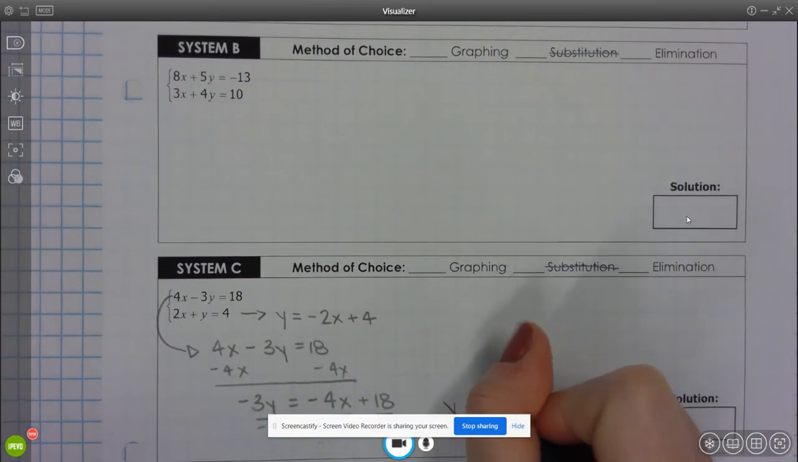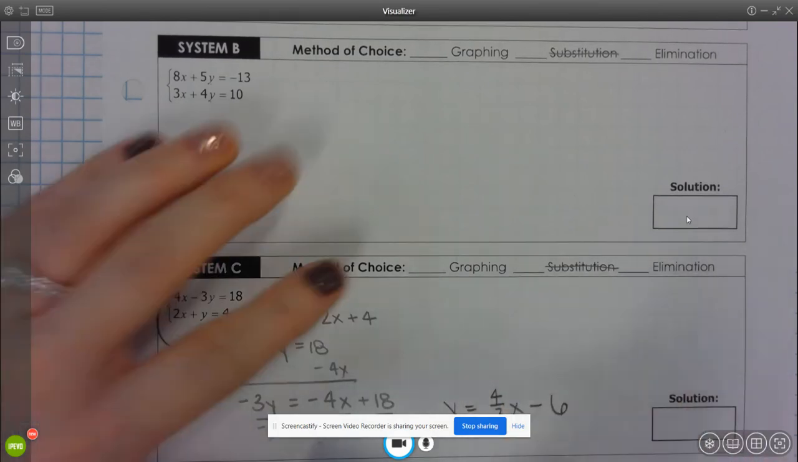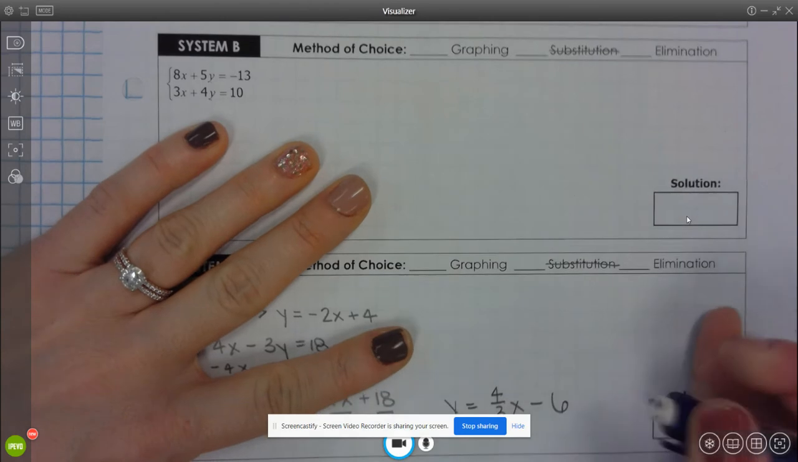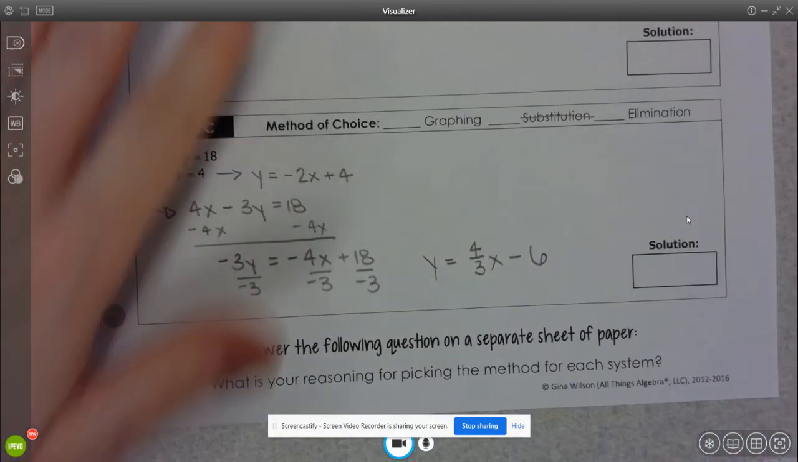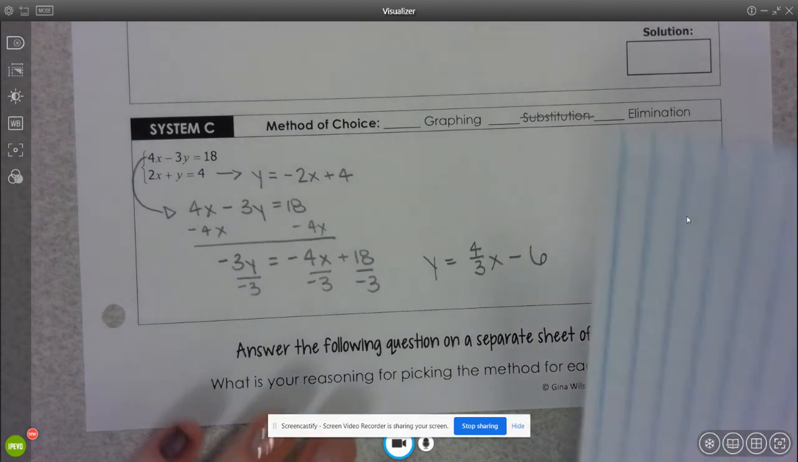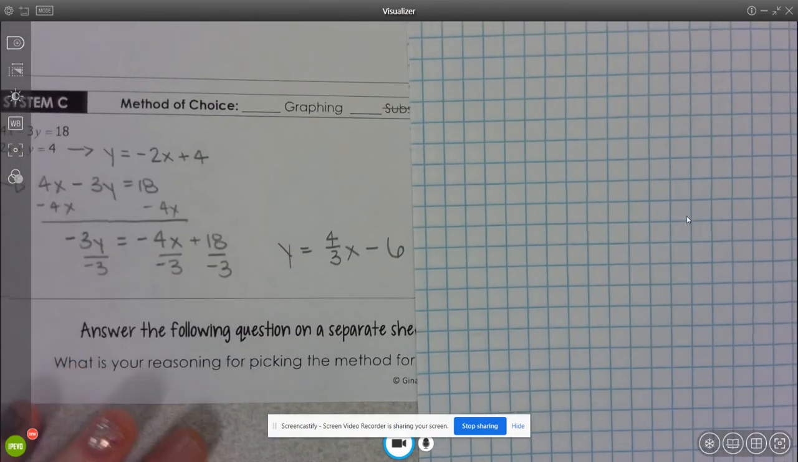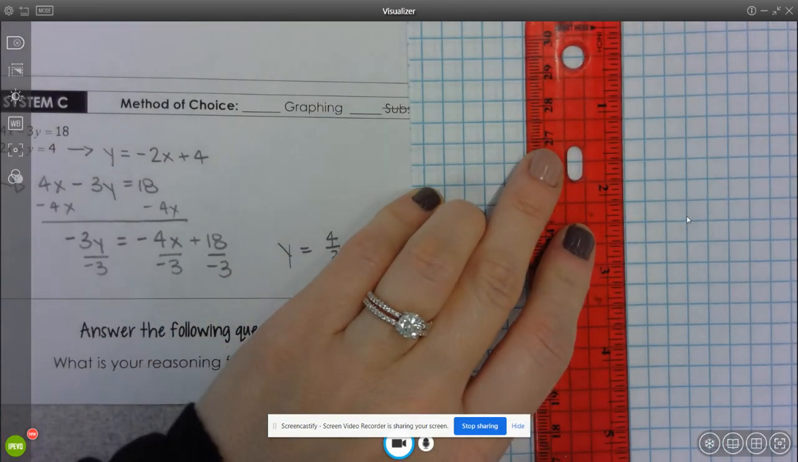Y equals 4/3 x minus 6. All right, so we're gonna graph these now. This should not be the hard part.